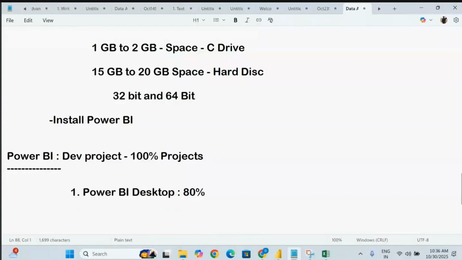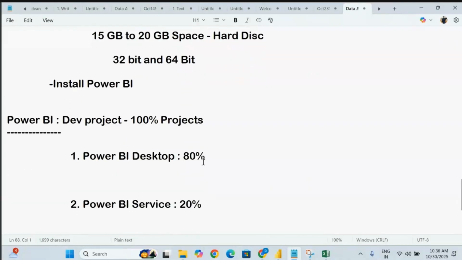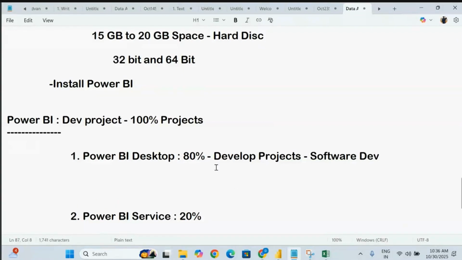So let me decode it. With Power BI Desktop, as I told you, you are going to develop your project. So you are considered a software developer. Now observe that with Power BI Service you are not going to complete your project; you are going to manage your project.